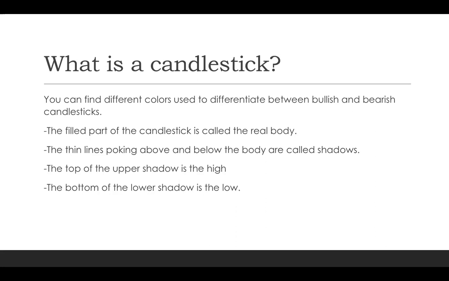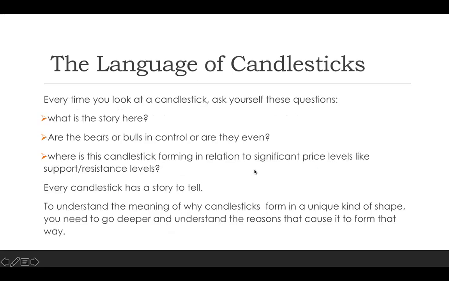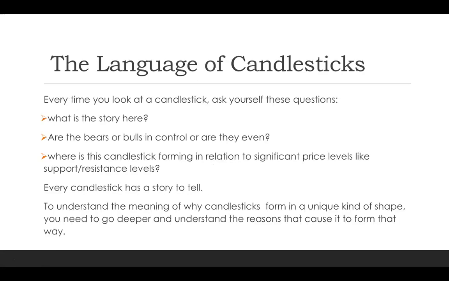However, the filled part of the candlestick is called the real body. This is what we are concerned with, the real body of the candlestick here. So in that case, this here is the body. That's what we're concerned with. This here, again, is the body. That's what we're really concerned with. The thin lines poking above and below are called the shadows or the wicks. The top or upper shadow is the high and the bottom of the lower shadow is the low. We say shadow, but we call them wicks because we're used to talking candle. A candle has wicks, right?